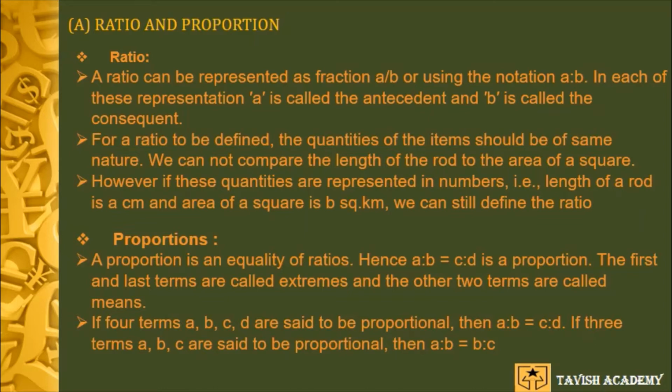Proportions. A proportion is an equality of ratios. Hence, A is to B is equal to C is to D is a proportion. The first and last terms are called extremes and the other two terms are called means. If four terms A, B, C, D are said to be proportional, then A is to B is equal to C is to D. If three terms A, B, C are said to be proportional, then A is to B is equal to B is to C.